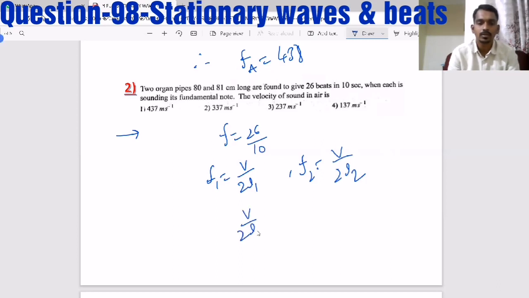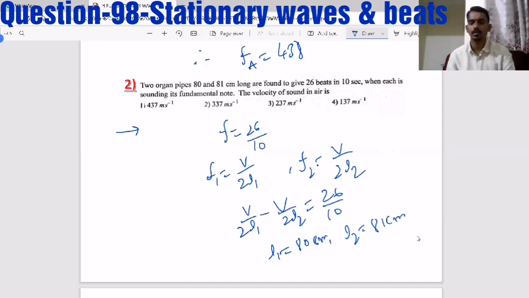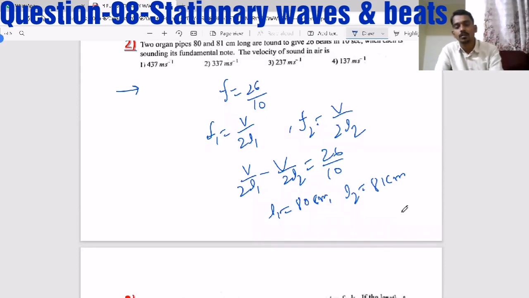Now, V by 2L1 minus V by 2L2 equal to how much? 26 by 10. Now, L1 is 80 centimeter, L2 is 81 centimeter. Then substitute, and you will get the V value. That is what they are asking in the question. Even though the question is based on organ pipes, they are linking it with beats. So they can even ask questions from beats related to the Doppler effect also. We'll see that in the coming lecture.